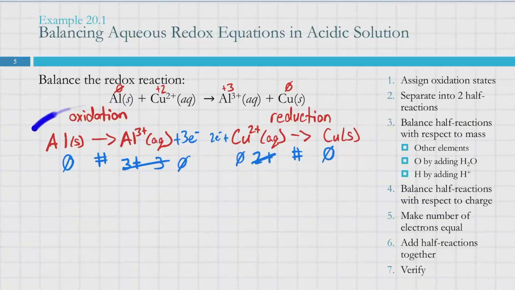Now we need to make the number of electrons equal. So we need our oxidation half reaction and our reduction half reaction to have the same number of electrons. What do we need to multiply our oxidation and reduction equations by to get them to be equal? What do 2 and 3 both go into? 2 times 3, 6. Is that the least common multiple? I think that's what we called it. LCM.